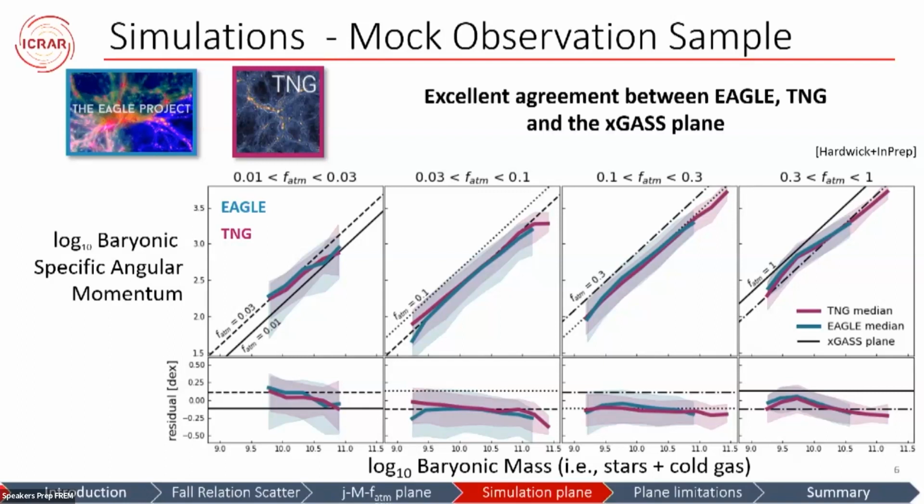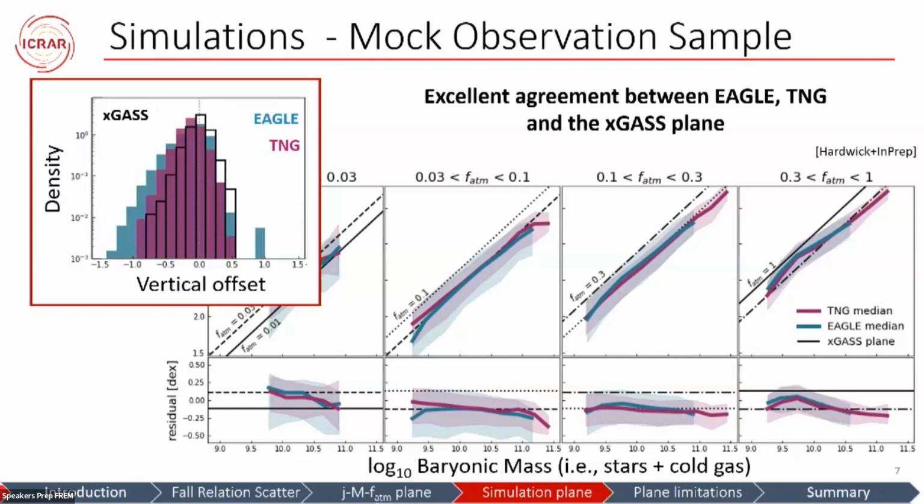So here, now I'm showing the vertical offset of galaxies from this plane as a histogram, and we see X-gas, which is the black, is very similar in distribution to TNG in particular, and somewhat similar to Eagle as well, although that has slightly larger scatter.